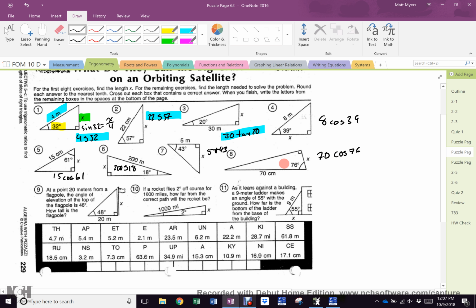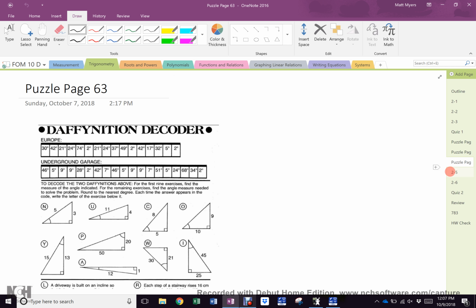I turn the triangle over. 9: 20 tan 48. 1000 sine 2. And 9 cos 55. Now later on your own time, you're going to punch those into your calculator. You're going to solve this. Later, when we have, turn the page over.